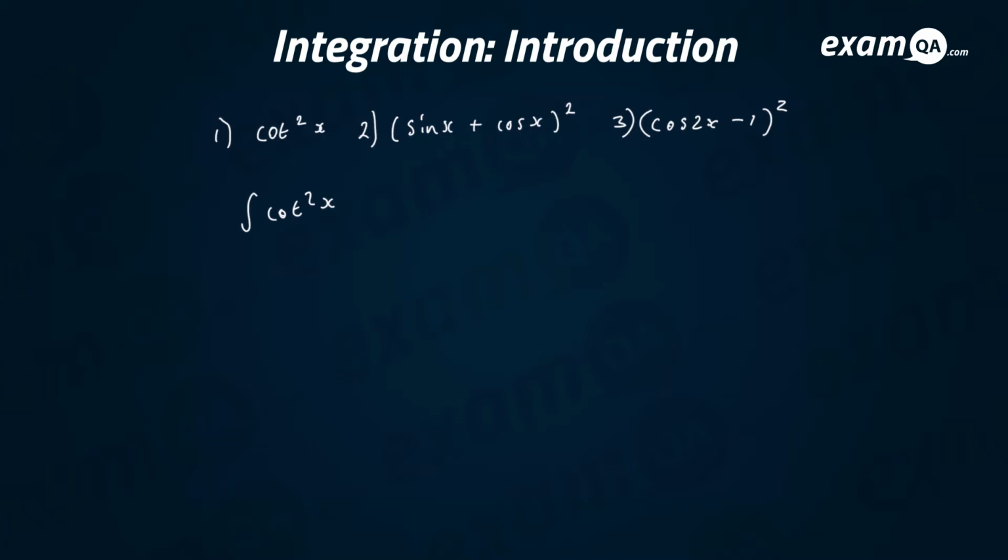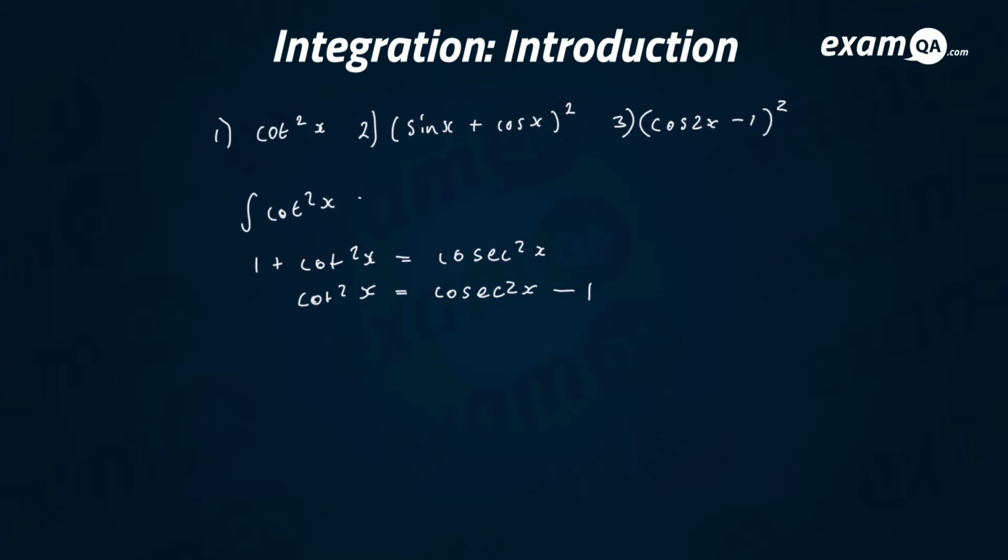So what we're going to do is, okay, we're stuck, what do we do? We're just going to write an identity relating to cot squared x. I know that 1 plus cot squared x is actually equal to cosec squared x. So this might just help me out. Let's just carry on with the identity. Let's make cot squared x the subject. This is the same thing as cosec squared x minus 1.